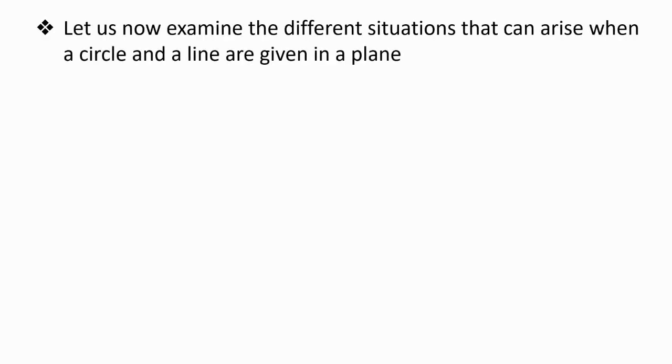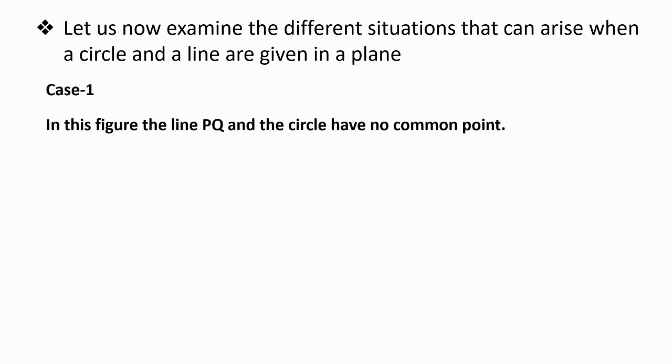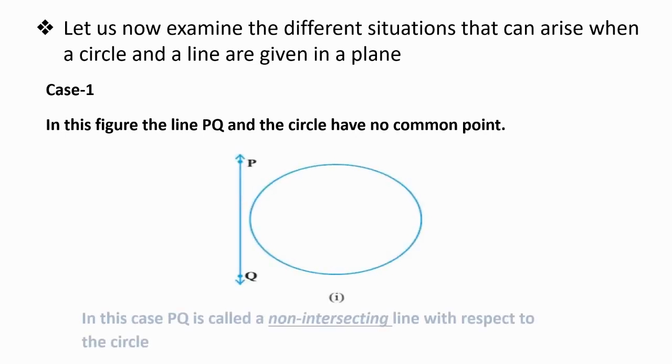Let us now examine the different situations that can arise when a circle and a line are given in a plane. Case 1. In this figure, the line PQ and the circle have no common point. In this case, PQ is called a non-intersecting line with respect to the circle.